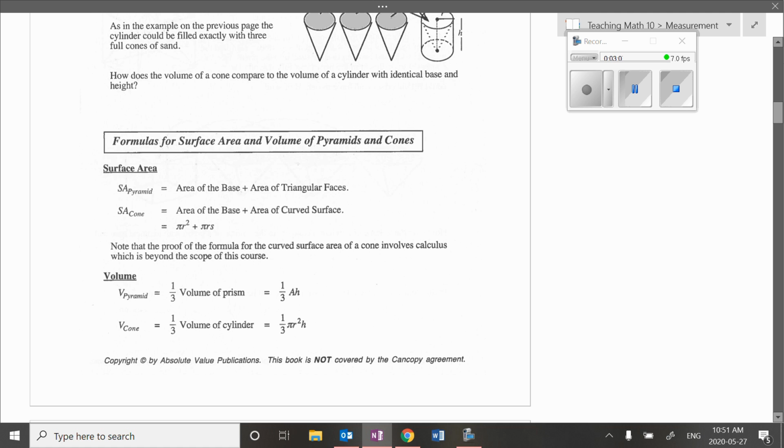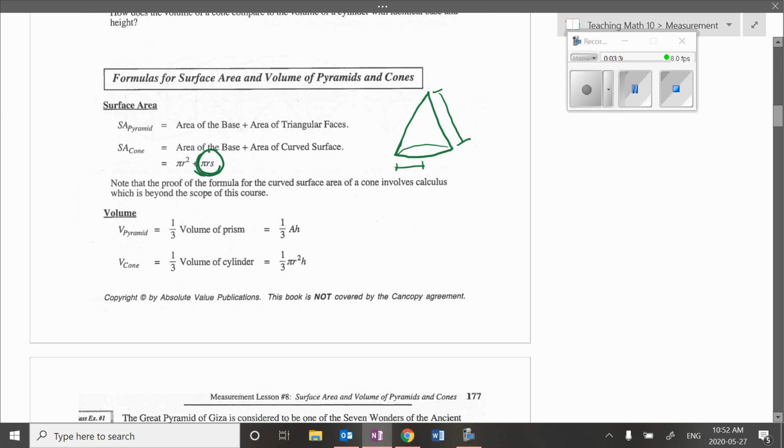So our pyramid is the area of our base, as always, plus triangular surfaces. For a cone, it's a little bit different. To figure out that wraparound piece of our cone, we get pi r s. If this shape is my cone, the radius is fairly intuitive. Our slant height is this distance here. And then we have our two formulas for the volume of a pyramid and cone. Again, these formulas we do not expect you to ever memorize. They will always be given to you on a formula sheet of some type.